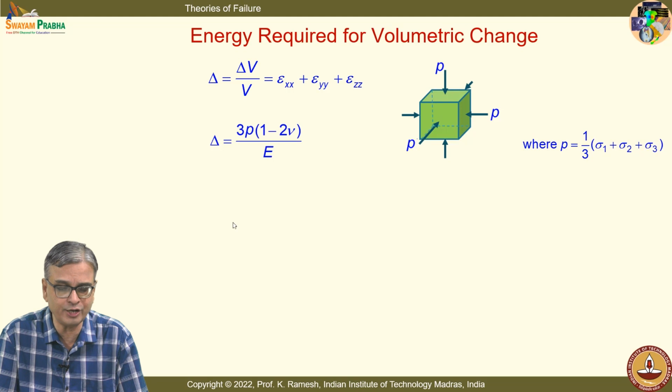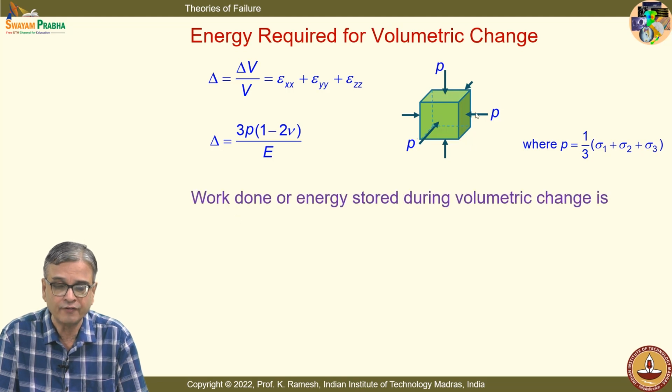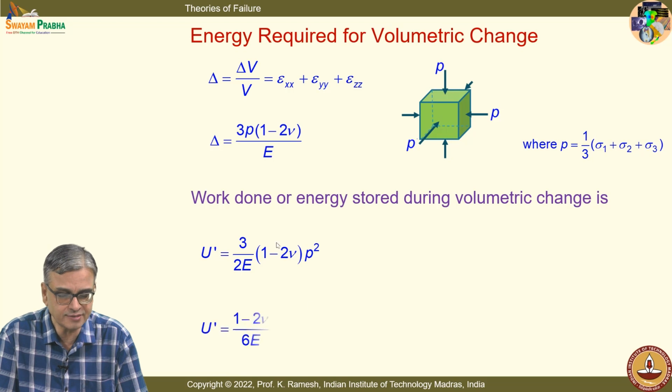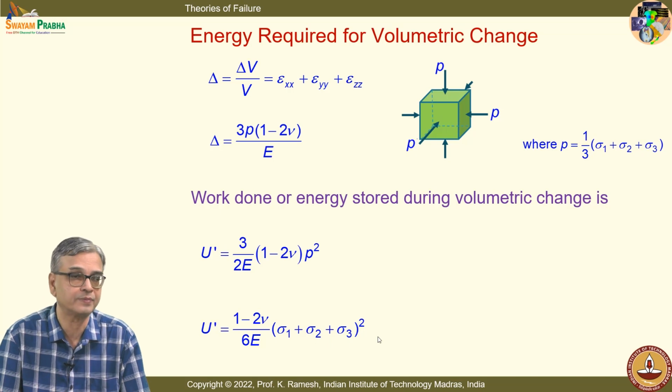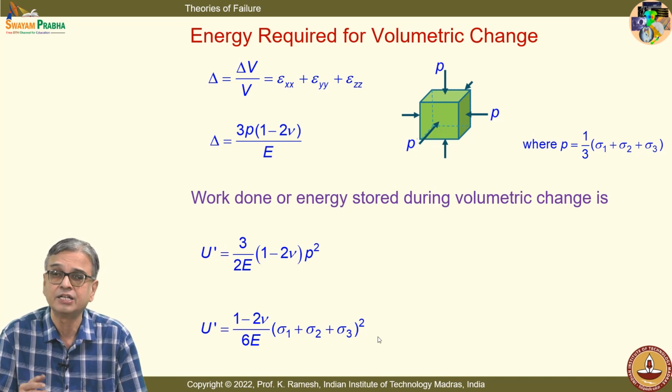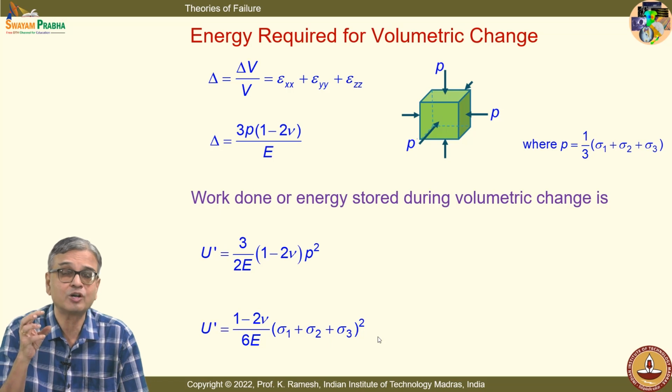So, what I am really doing is, what is the energy stored for volumetric change? It is nothing but 3 by 2 E, because 1/2 of this, that is why 1/2 comes, 1 minus 2 nu P squared, and I substitute P. See, P has 1 by 3. So, when I put P square, I will have 1 by 9. So, this simplifies to U prime is 1 minus 2 nu divided by 6 E multiplied by sigma 1 plus sigma 2 plus sigma 3 whole square. So, what you have here is the energy because of volumetric change.